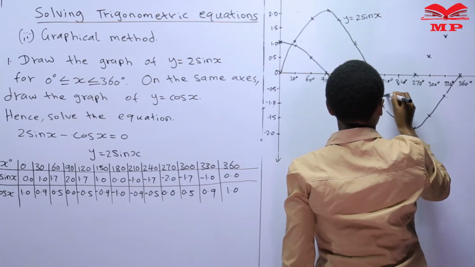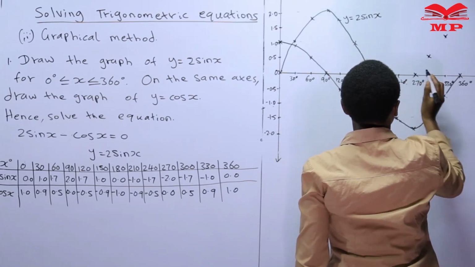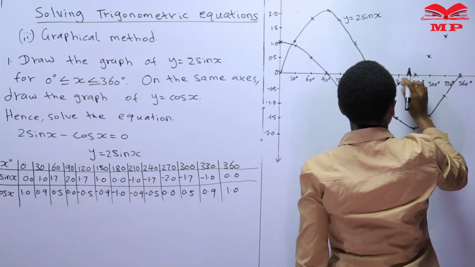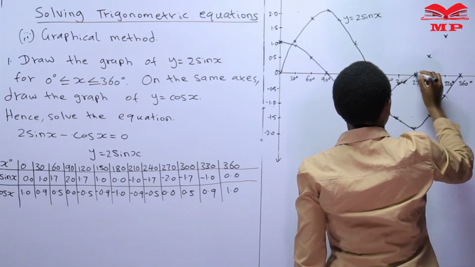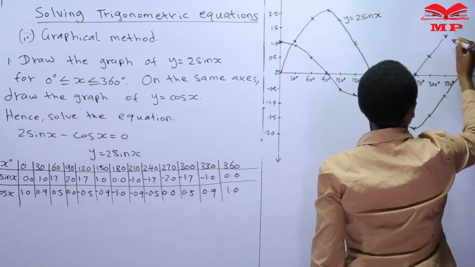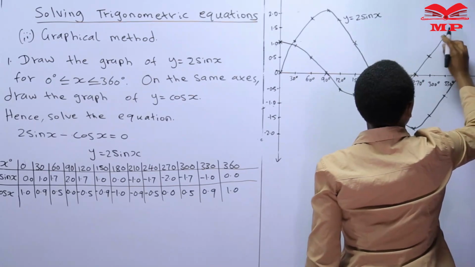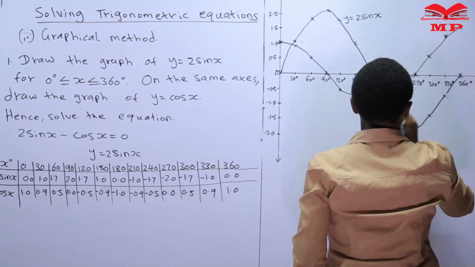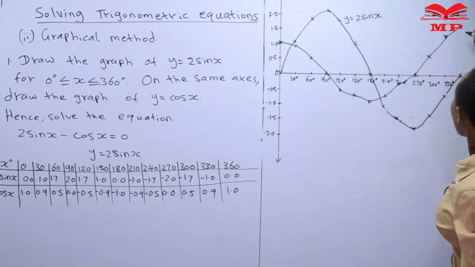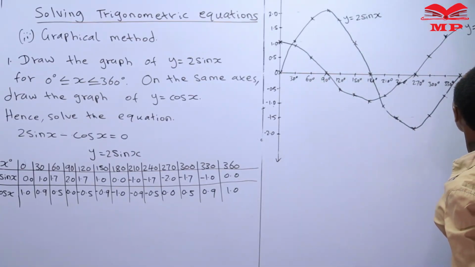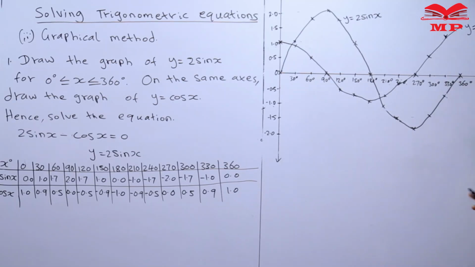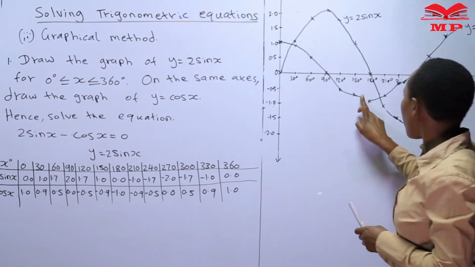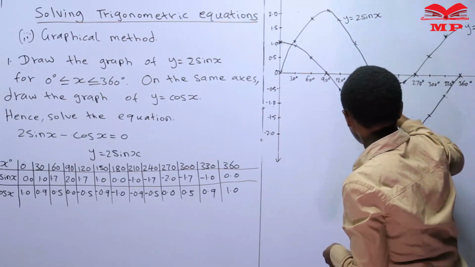So we are going to have it this way, moving all the way to 270, then this way, all the way to that other point. So that's what we have, and this curve is y is equal to cos x. So that's what we have for the two curves, that is for the two waves.